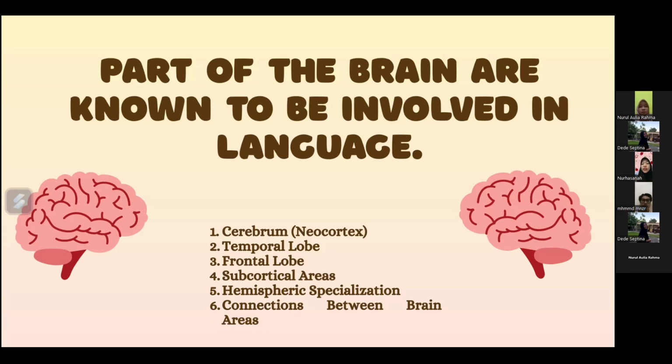Next we have Wernicke's aphasia. Wernicke's aphasia is damage to Wernicke's area. People can speak, but their words don't make sense. They also have trouble understanding what others are saying. They can speak, but they have trouble understanding.